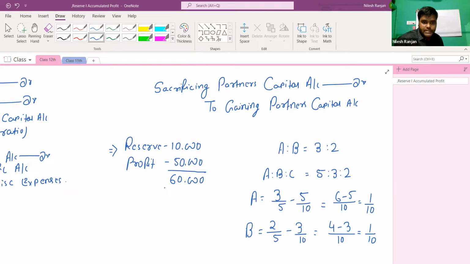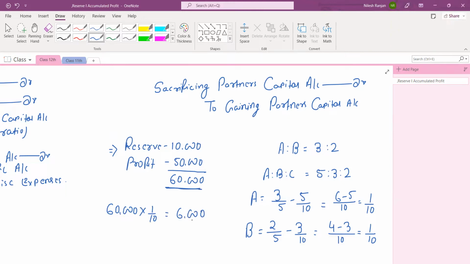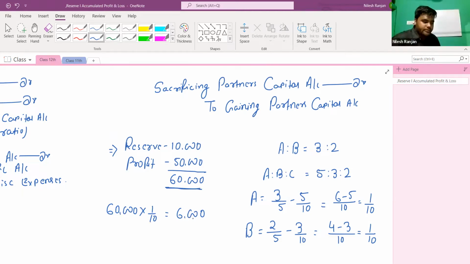So let's say now it's 60,000. We have to multiply this 60,000 by 1 by 10 because it is their sacrifice. So what will be the value? 6,000. Now can you tell me who is the gaining partner here? C.